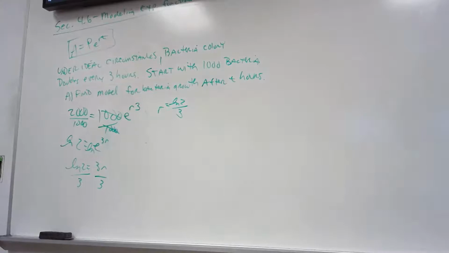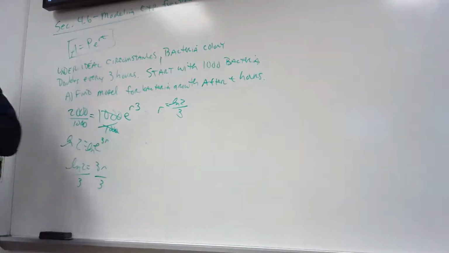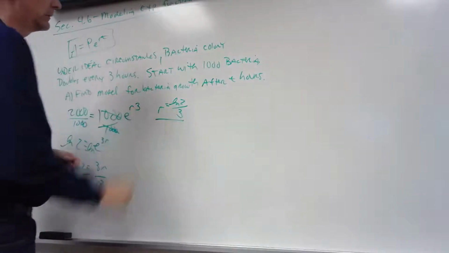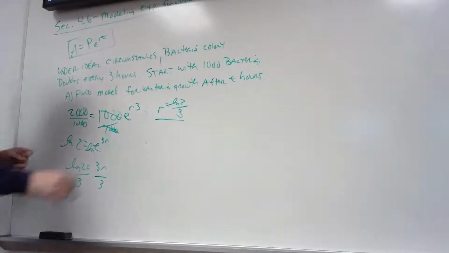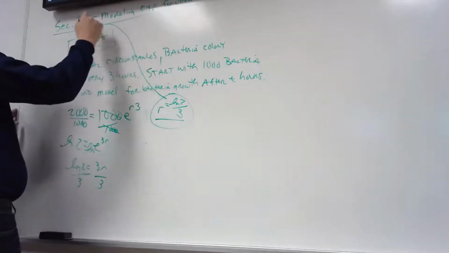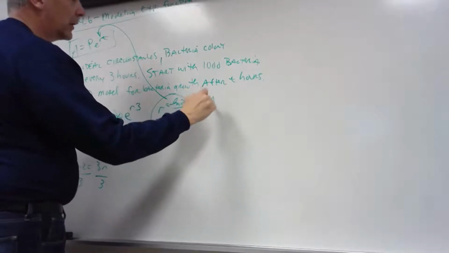Now, let me just say this. If you want to plug it into your calculator, and you're doing more parts of this problem, use all of the digits your calculator gives you, because if you round, you're going to end up with a rounding error. Okay? So use all the digits. Or you can just leave this as your rate. Okay? So now that we know this is our rate, we're going to plug it in here, and we need to make this a function of time.